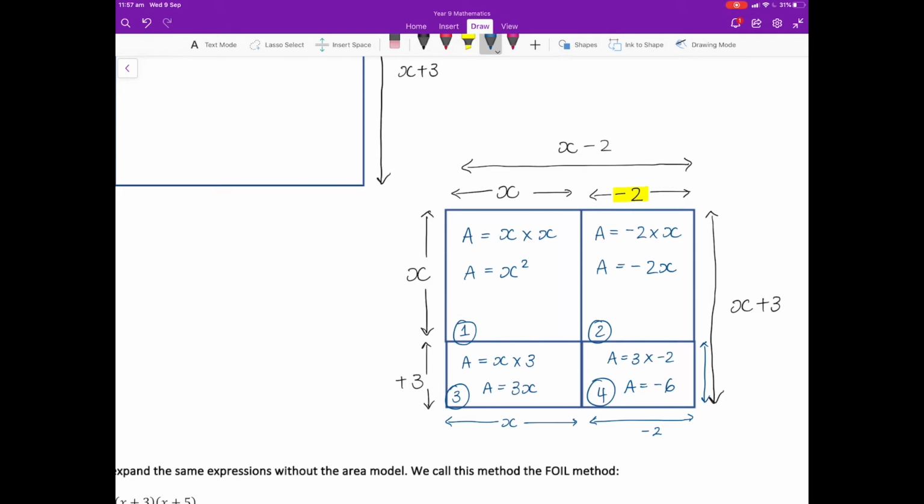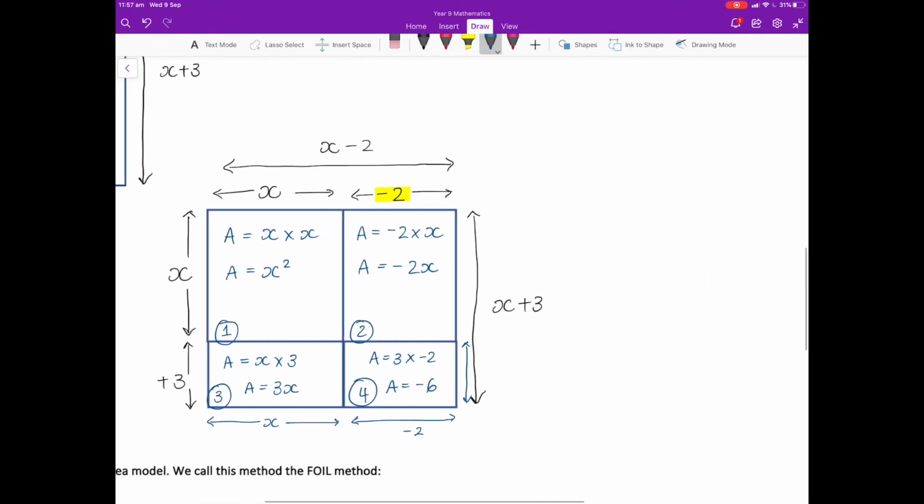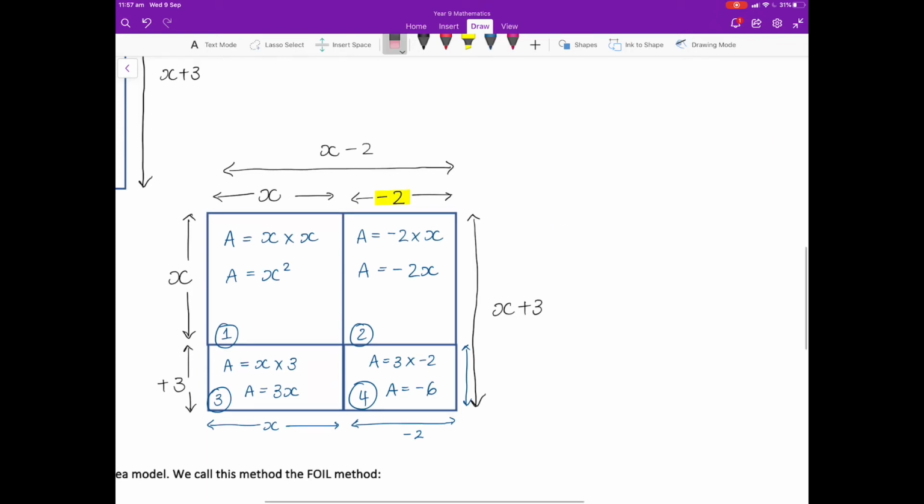Now to combine all of them together to find the total area of this rectangle, we would do x squared minus 2x plus 3x minus 6. Now simplifying our like terms, as you can see I've highlighted that -2x plus 3x are like terms. So I'm going to get x squared plus x minus 6.